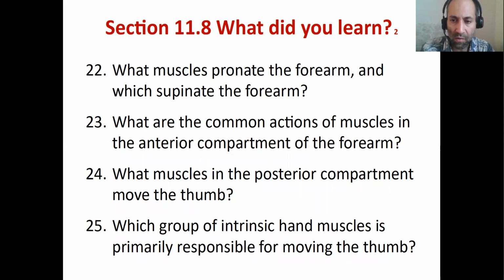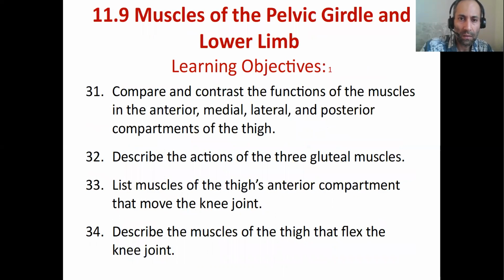What muscles in the posterior compartment move the thumb? The extensor pollicis longus, extensor pollicis brevis, right? Abductor pollicis, all of those. Which group of intrinsic hand muscles is primarily responsible for moving the thumb? The thenar muscles, right here, thenar muscles.